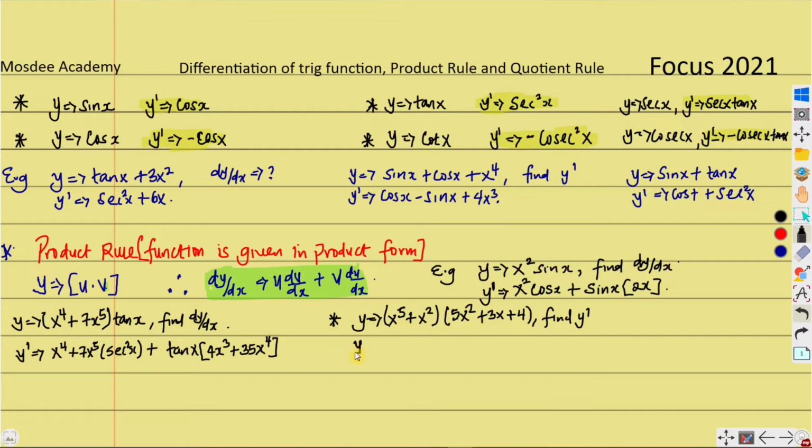So the logic to get y prime has already been discussed. We said we take the first, x to the fifth power plus x squared. We differentiate the second one. This is 10x from our logic plus 3. Then we add it to taking the second function, which is 5x squared plus 3x plus 4. We now differentiate the first one, which is going to give us 5x to the fourth power plus 2x, which will be the answer. And that is the way we apply the product rule to solve directly and get answers to questions.